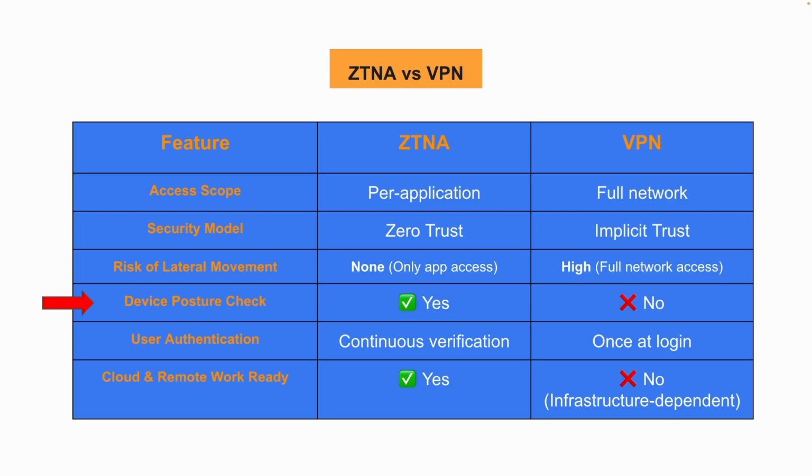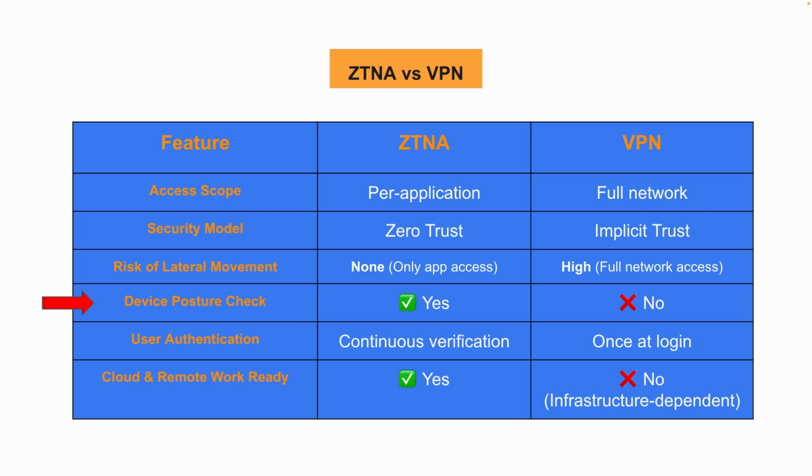ZTNA enforces strict device posture checks before granting access. It verifies multiple factors such as operating system version, security patches, endpoint protection status, and compliance with security policies. Only devices that meet these security requirements are allowed to connect, ensuring a higher level of security.